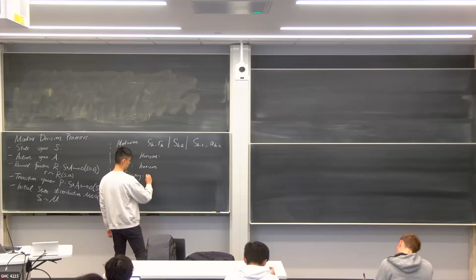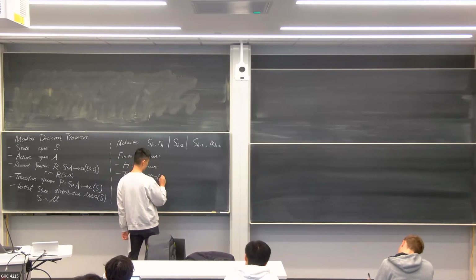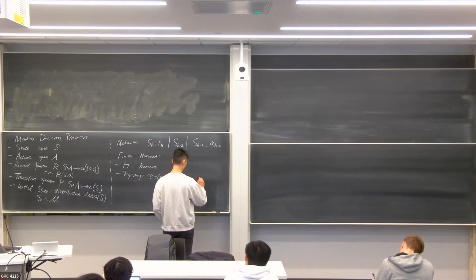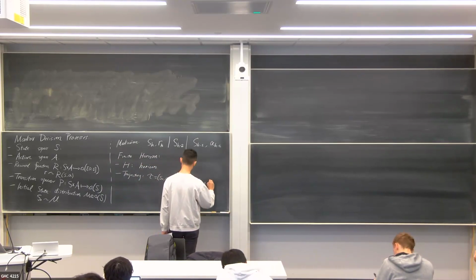At some point, I'm going to use tau to denote trajectory, which really just means I'm going to start with some initial state, take an action, get some reward, do it again up until H minus 1 steps later. Okay.